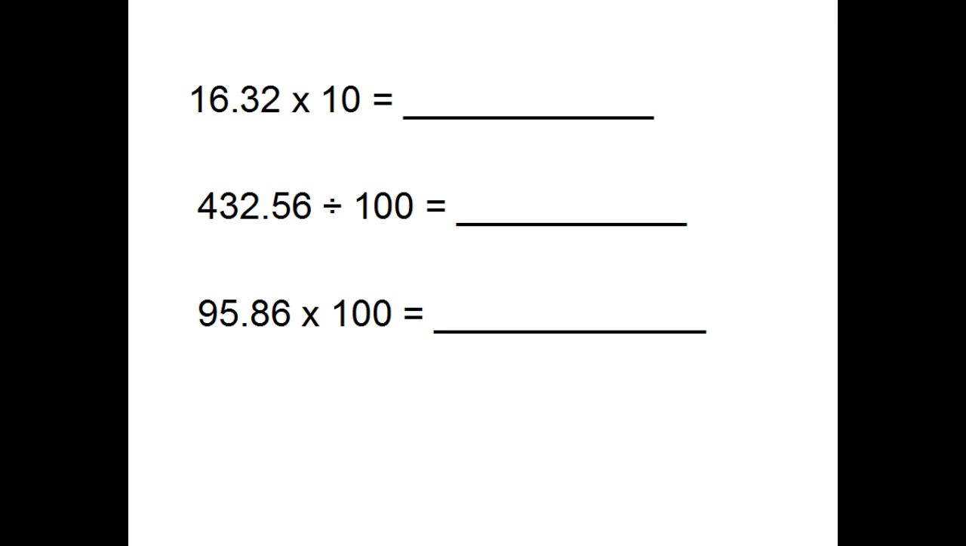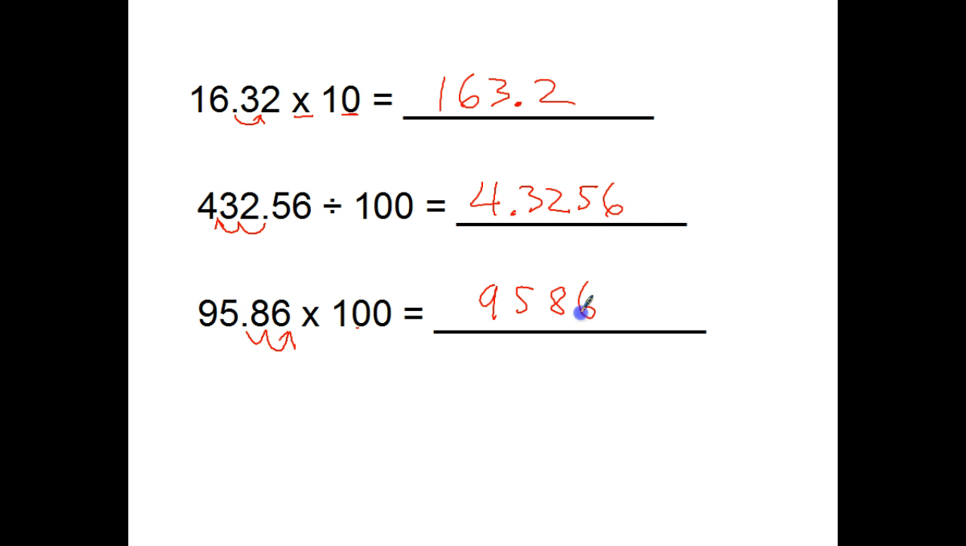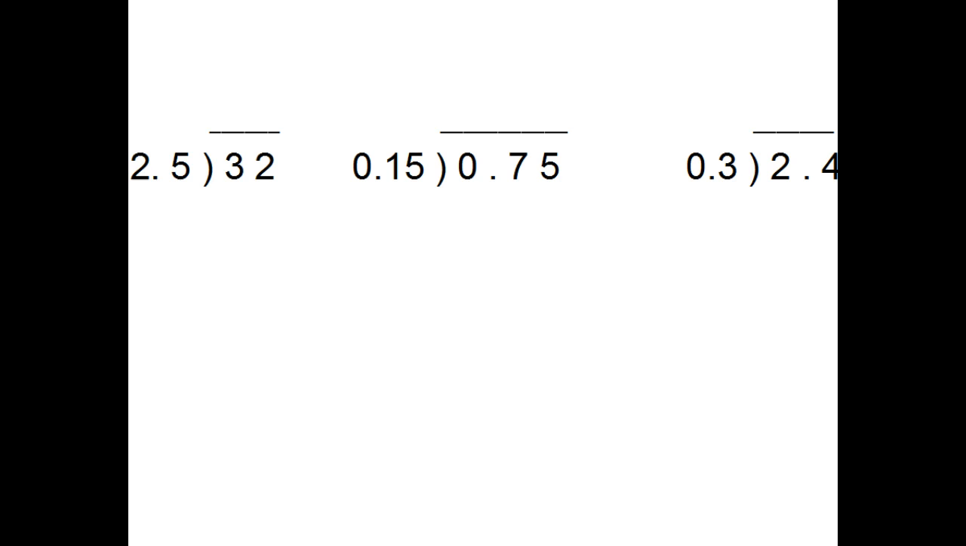These kind of problems were from doing the Delmer decimal dance. So I'm going to multiply to the right 1 spot, and that would give me 163.2. Divide left 2 spots, 1, 2. I'm going to have an answer of 4.3256. And I'm multiplying right 2 spots, 1, 2. My answer is 9586. Get my comma in there. It's really 9,586. If you want the decimal point there at the end, you could have it. You don't really need it because it's a whole number.